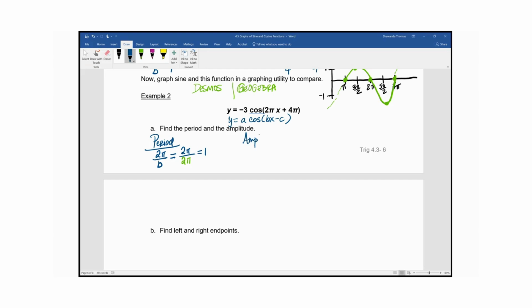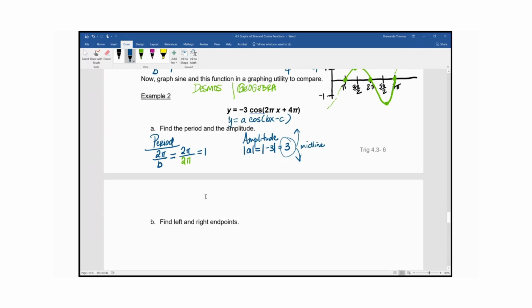Amplitude. Absolute value of a. So we have the absolute value of what? -3, which is 3. So from the middle, this 3 just represents how many units we're going to go up and go down from the middle of the graph, or the midline. So if we locate the midline, then we go up 3 and down 3 from the middle.